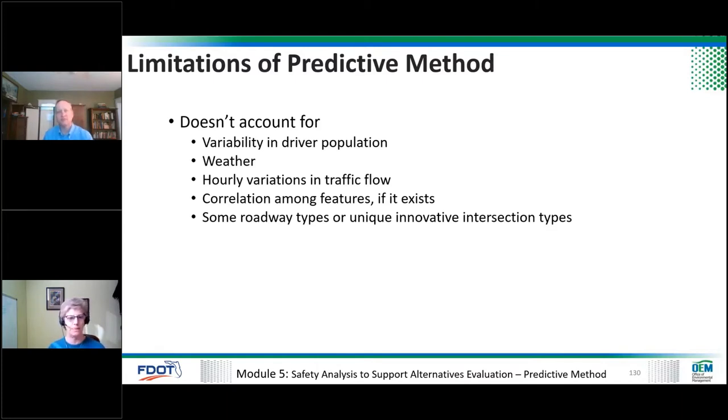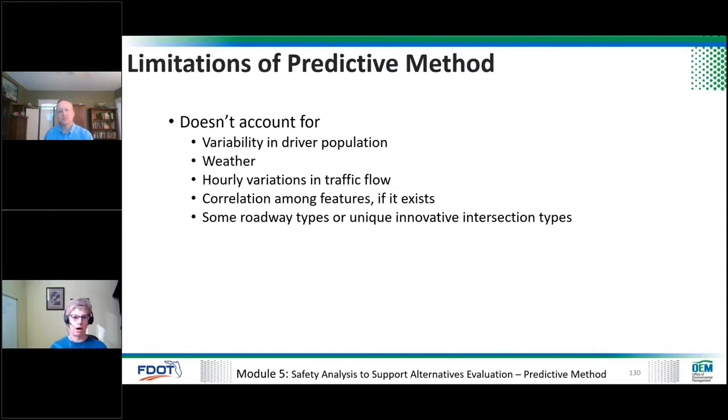And so you've got to account for calibration because of variability in driver population and weather. Something that is super important is we're doing 24-hour predictions, right? And particularly in urban areas, that's not accounting for variations in daily flow and peak periods, and the differences in traffic operations and probably crashes as a function of the peak periods. The freeway model accounts for this with a factor, but that's not accounted for otherwise.